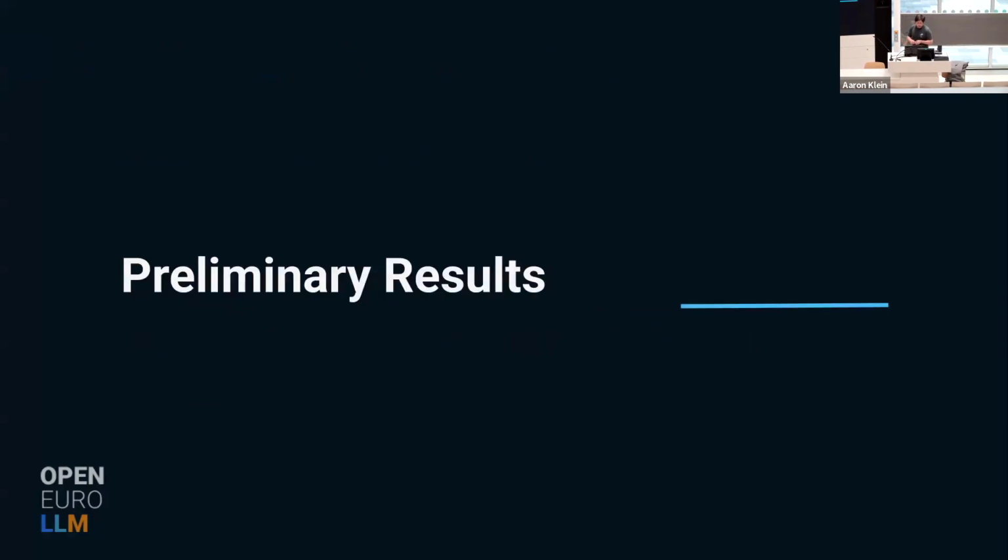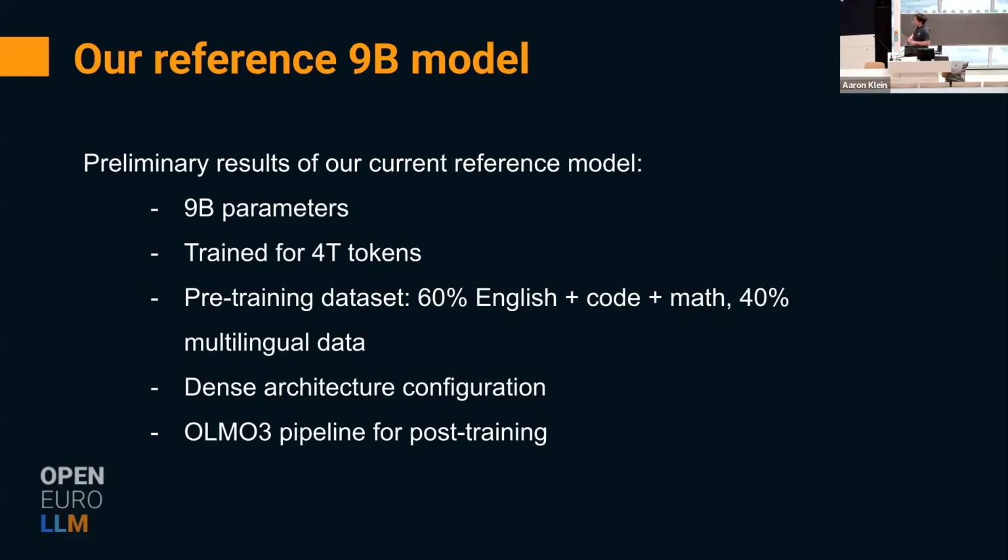Now, I want to quickly show you some preliminary results that we have on our current reference model. This is not our flagship model that we're going to release. This is more like an experimental artifact. But as you're going to see, it's very interesting, very promising performance. Here, it's a 9 billion parameter model trained for 4 trillion tokens, and we use a 60-40 split. So 60% is English, code and math, and 40% is multilingual data.